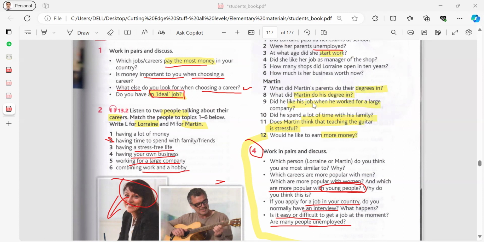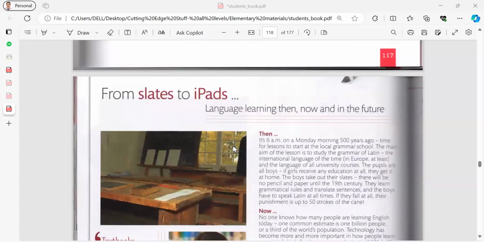Your skills, exactly. How to make a balance between your personal life and your working life, right? To have enough time to stay with your family, with your friends, to travel, and so on. To enjoy a stress-free life. Do you remember a stress-free life? It means no pressures. Yes, a relaxing life.